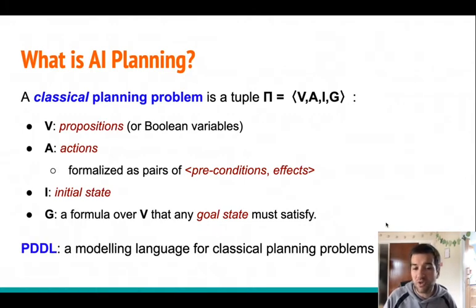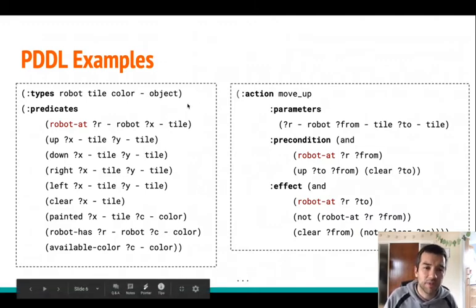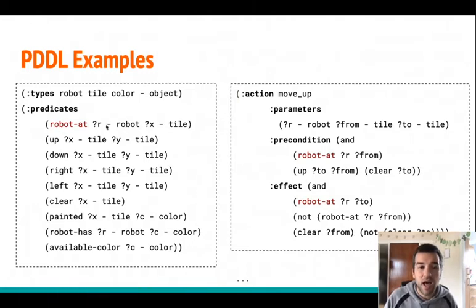PDDL is the de facto modeling language used by the planning community to define planning problems. And how does it look? A PDDL problem is something resembling this, where you define a set of types and a set of predicates. As you can see, each predicate has a name and a set of parameters, and these parameters will be instantiated with all the objects of those types to generate the ground set of variables that will define our state. Actions also have a set of parameters, which are instantiated in the same way as the predicates, and also have a precondition and effect.